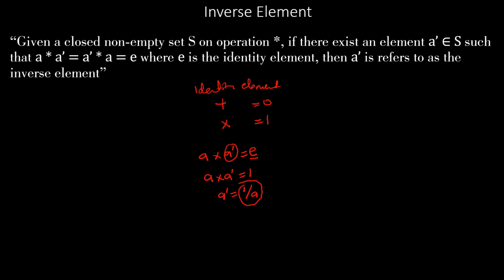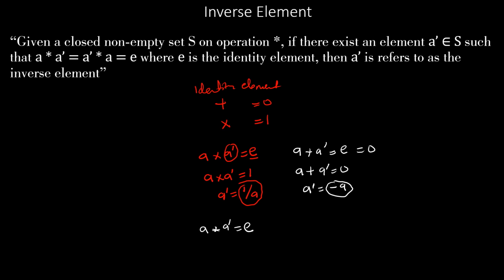And for addition, if you have a condition whereby a plus a prime equals e, here we have our e equal to 0. So here we have a plus a prime equal to 0, and here we have a prime equals minus a. So it refers to minus a as the inverse element of addition. In inverse elements, the condition we are supposed to satisfy is that a asterisk a prime must be equal to e.